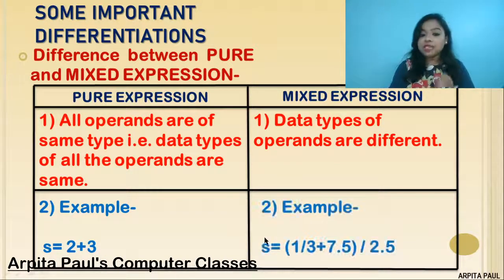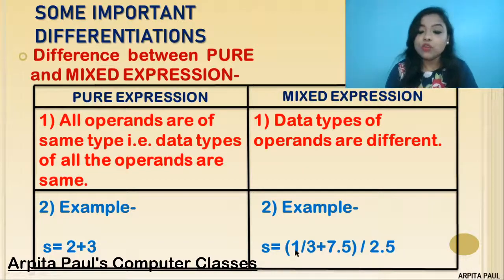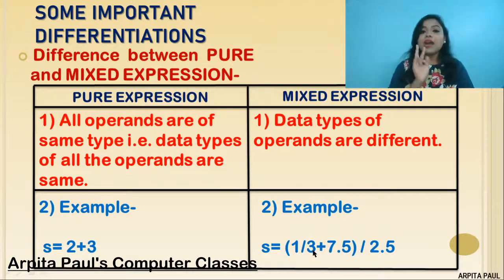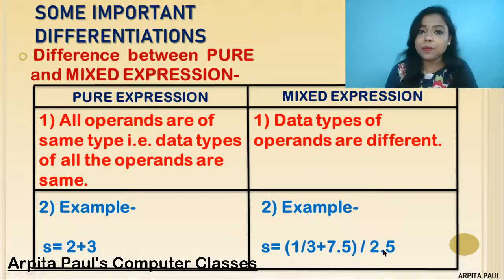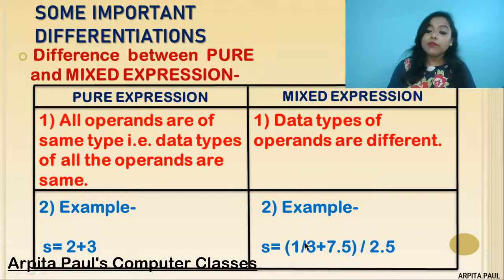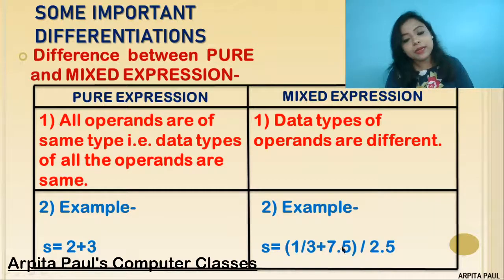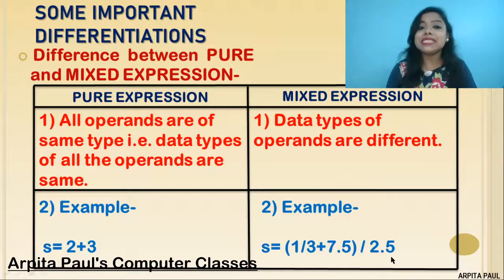Now in case of mixed expression, you can see s equals 1 by 3 plus 7.5 whole divided by 2.5. So 1 and 3, these two are integer numbers. 7.5 and 2.5 are double type numbers. So here we are using integer numbers and double numbers. That is why it is called mixed expression.